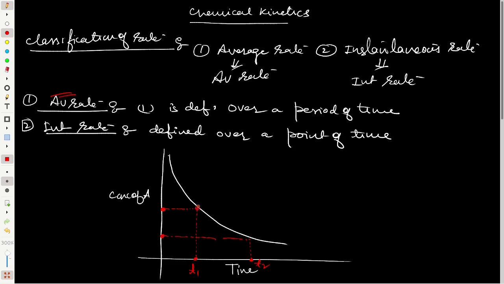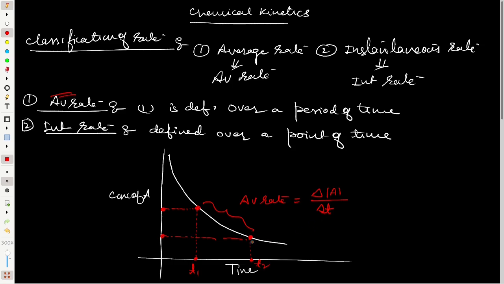So we can say the average rate is defined between these two times. This is the range of the time in which we define the average rate. So we can say average rate is equal to delta A upon delta t. It means change in the concentration of A divided by time taken. This is the average rate.